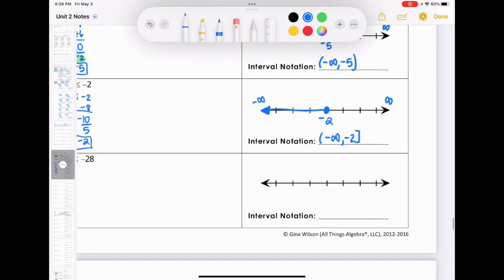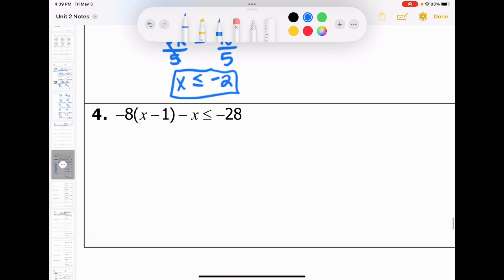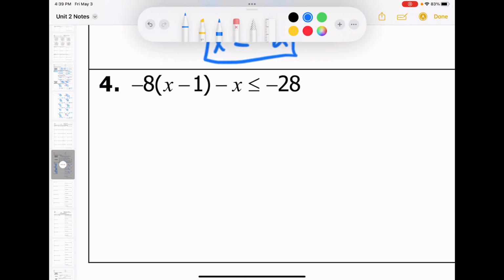All right, let's look at number 4. So we have negative 8 parentheses x minus 1 minus x is less than or equal to negative 28. So the first thing I want to do is get rid of my parentheses. So I'm going to distribute that negative 8 to the x and to the negative 1. And that's using multiplication. So negative 8 times x is negative 8x. And negative 8 times negative 1 is positive 8.